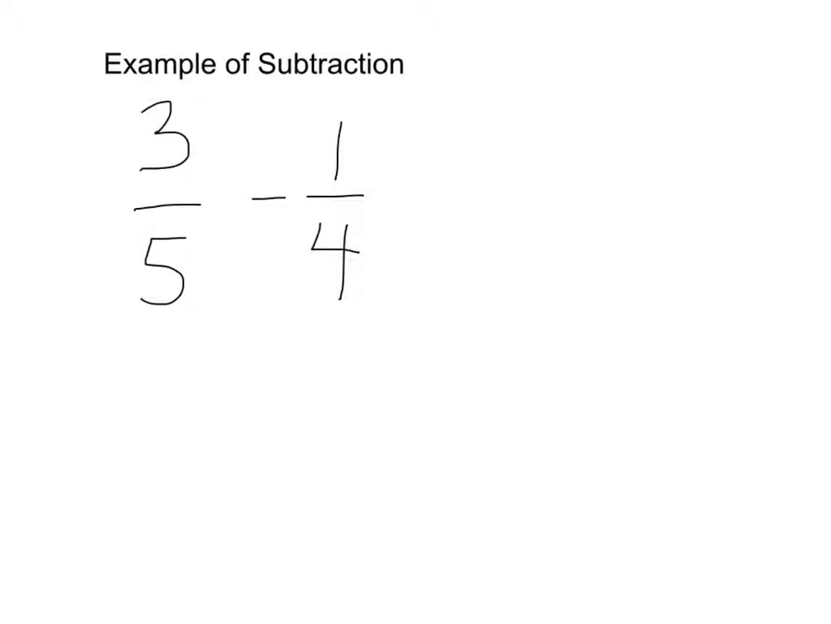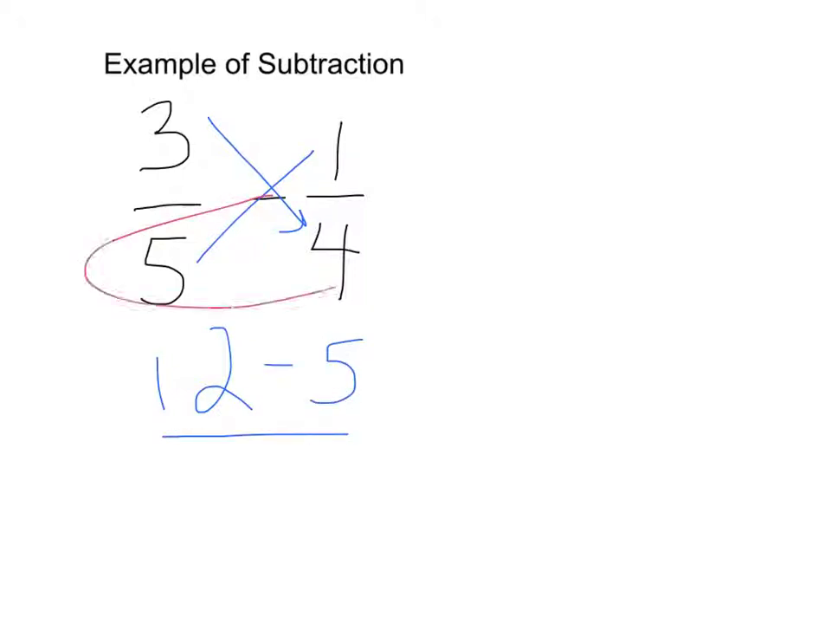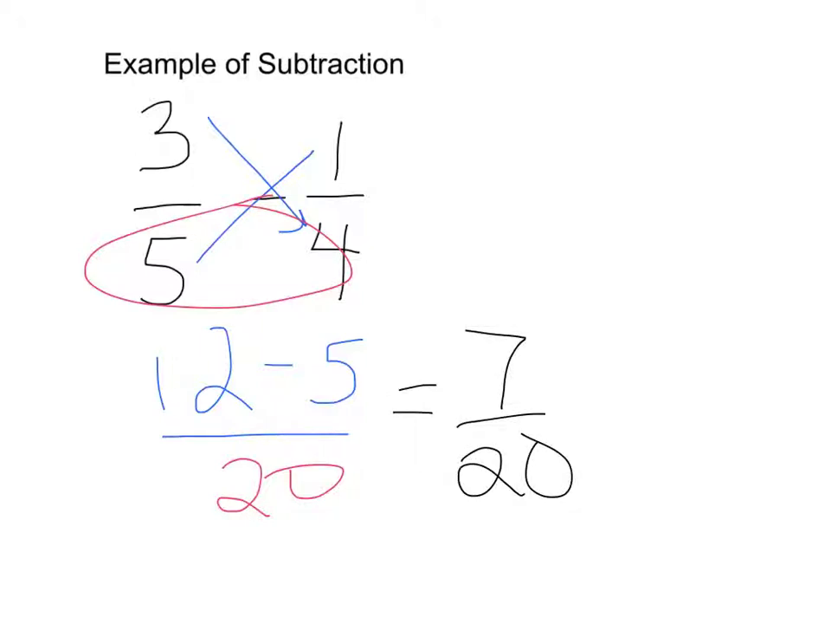Let's look at the shortcut method with a subtraction problem. Cross multiply. 3 times 4 is 12. 5 times 1 is 5. It's subtraction. Over, multiply your denominators. 5 times 4 is 20. When you subtract 12 minus 5, you get 7. The denominator is 20. 7 over 20.